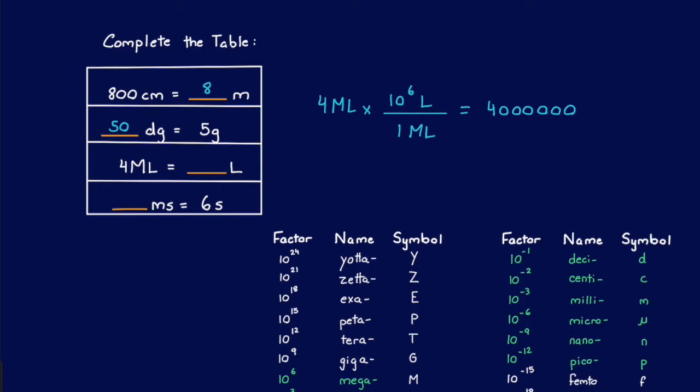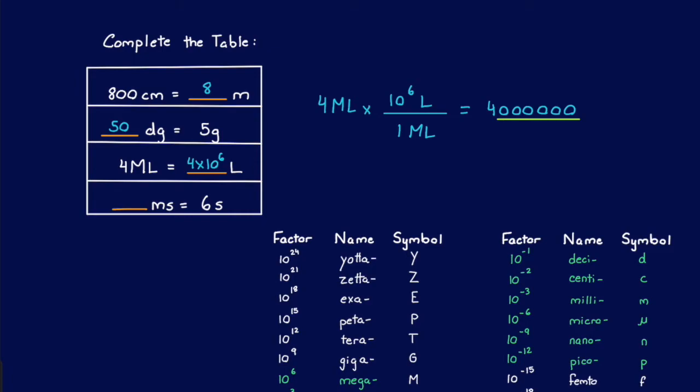We moved to the right 6 times. So we started here, 1, 2, 3, 4, 5, and 6, and there you go. In this case, I can't make it fit in here, so all I'm going to do is leave it the way that we multiplied, and we'll do 4 times 10 to the 6 liters. All right, scientific notation coming in handy.